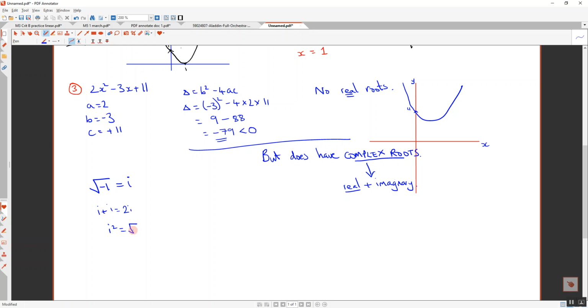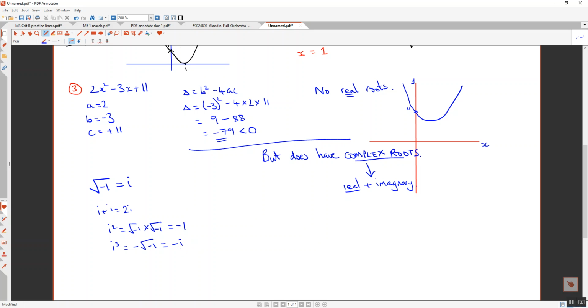-1, because it's the square root of -1 multiplied by the square root of -1, which is -1. What is i cubed equal to? It's -1 times root -1, which is the same as negative i, because root -1 is i.